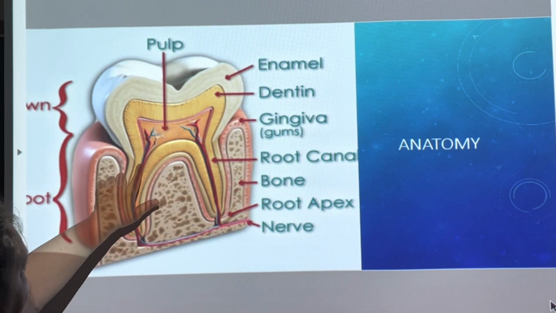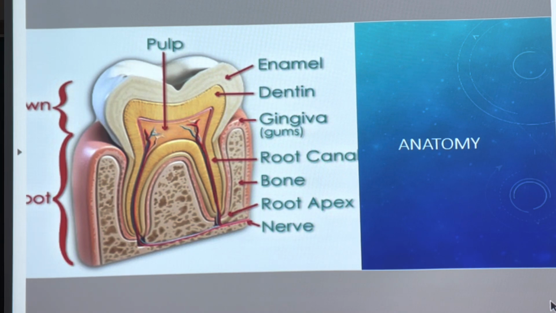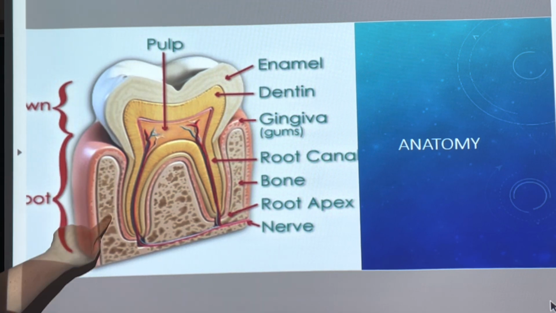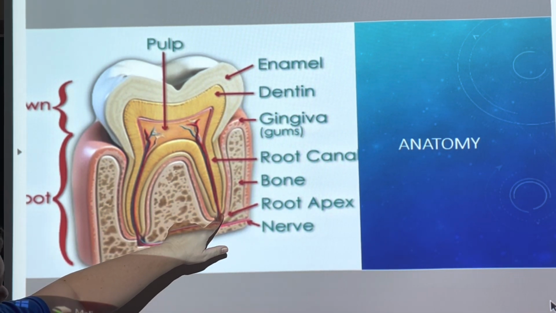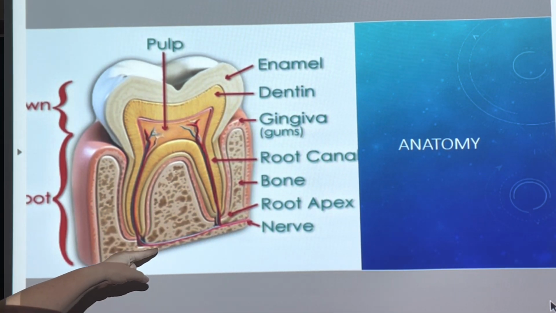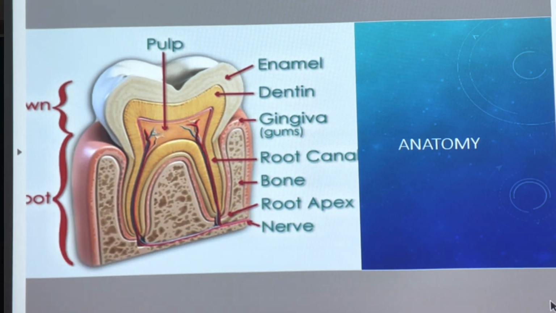So here you have your root canal, and that's where your blood, tissue, and nerves go. And all of this sits in bone, okay? And then the opening to the root is the apex. Along here, you have nerves and blood vessels that pump blood up and down.